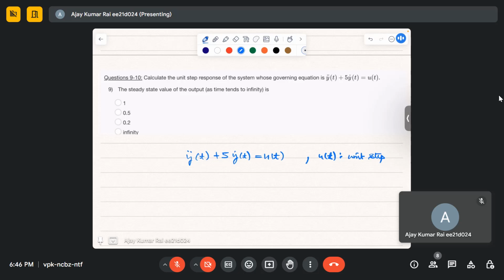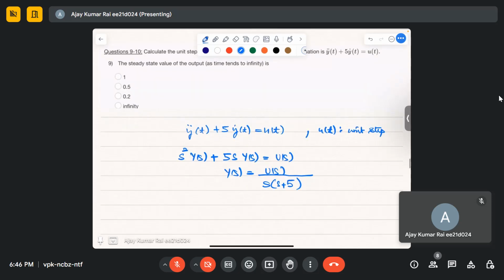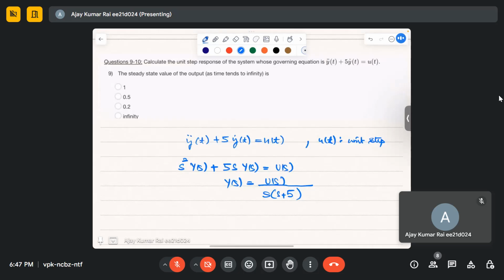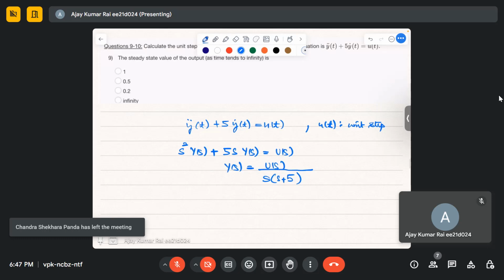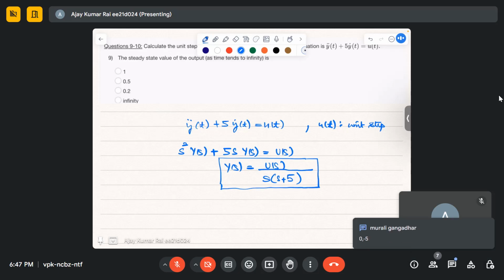So please find the Laplace transform of this. I'll be doing it, just do it parallelly with me. s square Y of s plus 5s Y of s equal to U of s, right? I hope you're getting the same. Y of s is s square plus 5s; let's take this common, so it is s plus 5. Are you getting the same? Can you tell me what the poles are for this transfer function? Just seeing this equation. Correct, 0 and -5. Good.